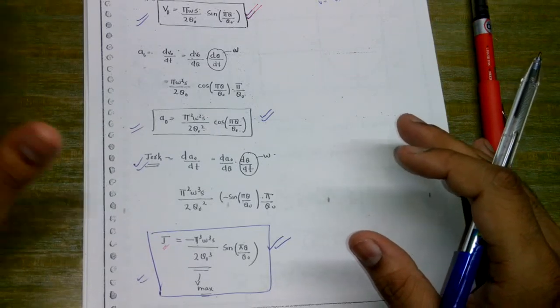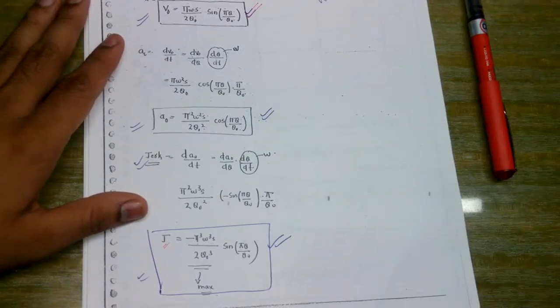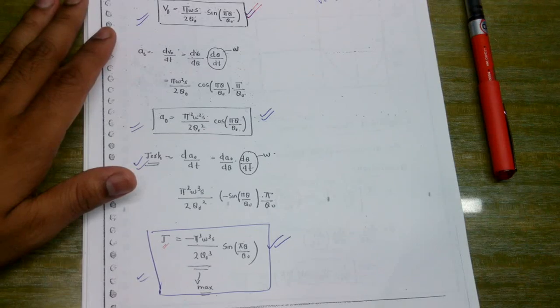of cams and classification of followers. If it is asked for 1 mark, then a theory question may come.